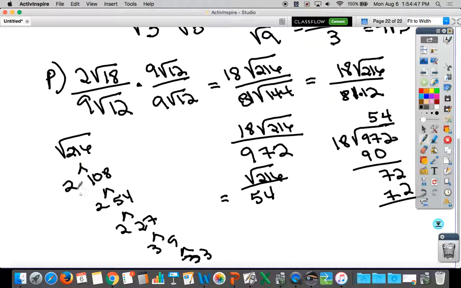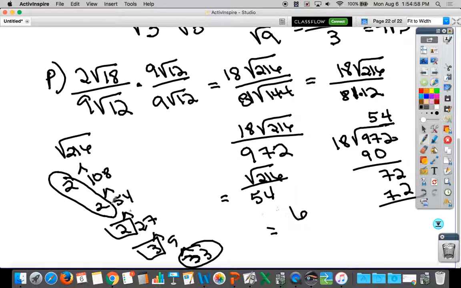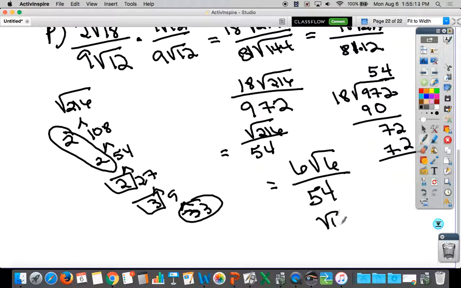So I have a pair of 2s. I have a pair of 3s. What has to stay home? 2 and 3. Okay. So what goes on the outside? 6, because I multiplied 2 times 3. What stays home? 6 over 54. What else do you see now I can do? 54 by 6. Yep, square root of 6 over 9. That's your final answer. Now, let me say it one more time. You will not have one this hard on your quiz tomorrow.